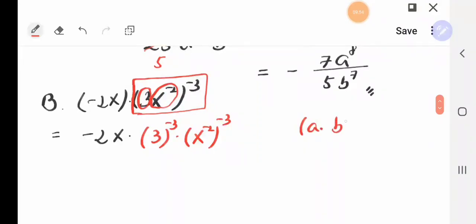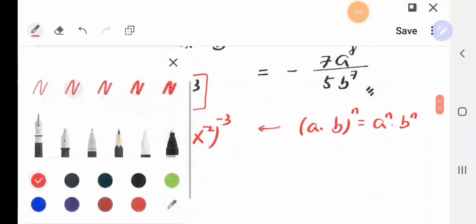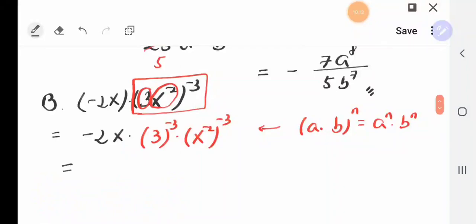A times b, the base is a product, and raised to the nth power. Then assign this power n to each factor in the base, a and b. So a to the nth power times b to the nth power. This is what we used. And then simplify each factor. 3 to the negative third power is equal to 1 over 3 cubed.